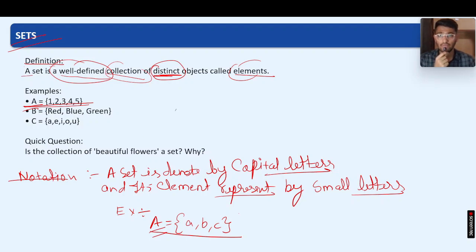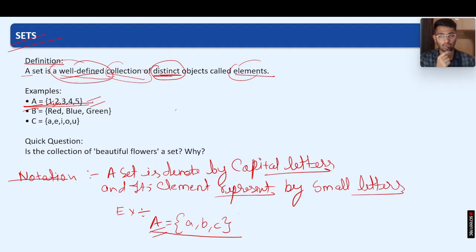Here is an example: the set A, which includes 1, 2, 3, 4, 5. These are the natural numbers from 1 to 5, and these are distinct elements. Distinct means fixed elements. So these are distinct objects and they are well defined. How are they well defined? If you want to define them, the definition of these numbers is that they are the natural numbers from 1 to 5. This is the definition of this set.